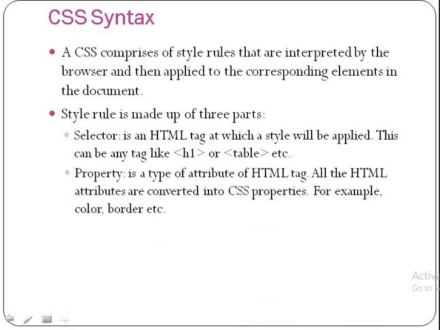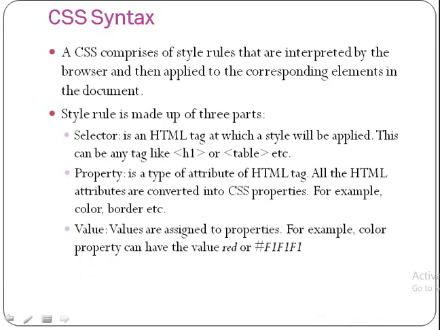Next part is property. Property is a type of attribute of HTML tag. All the HTML attributes are converted into CSS properties. For example, the attributes like color, border, etc. So, in every HTML tag, they are having different attributes. So, this can be connected to the CSS property.